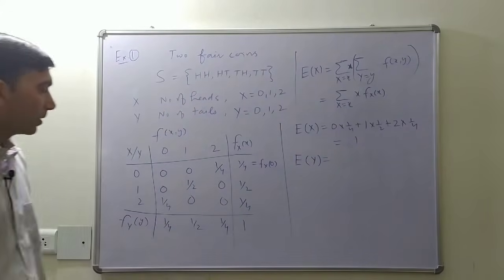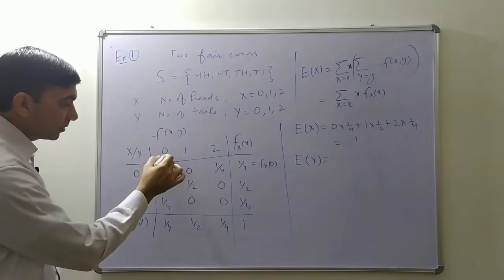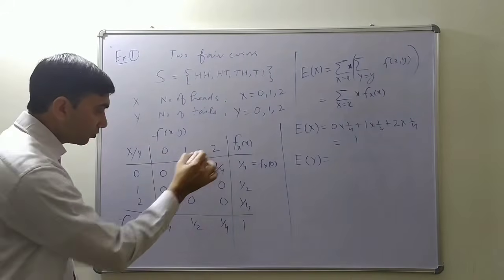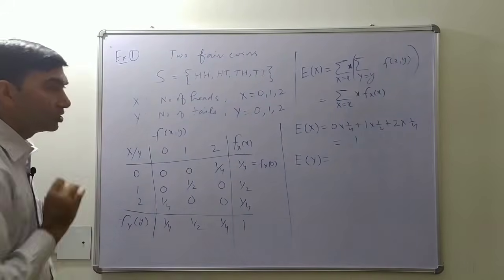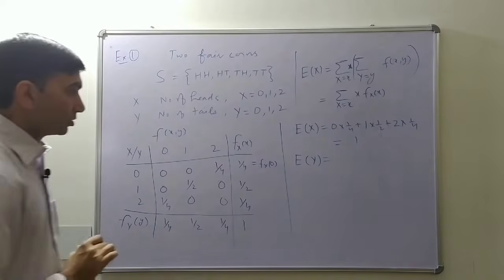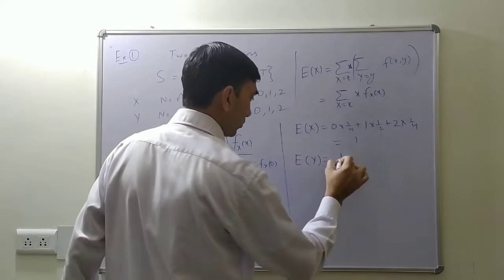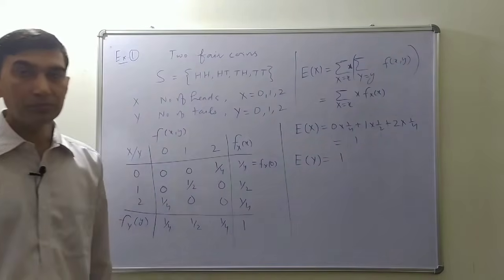Likewise, you can do expectation of Y yourself. In that case, you need to multiply the y values with the corresponding values of marginal density of Y. So you can do this calculation yourself. You will get 1. Okay.